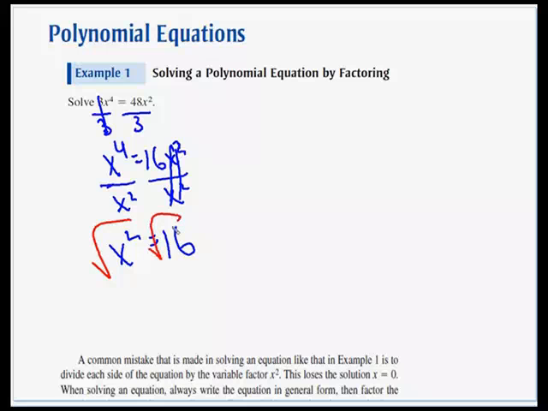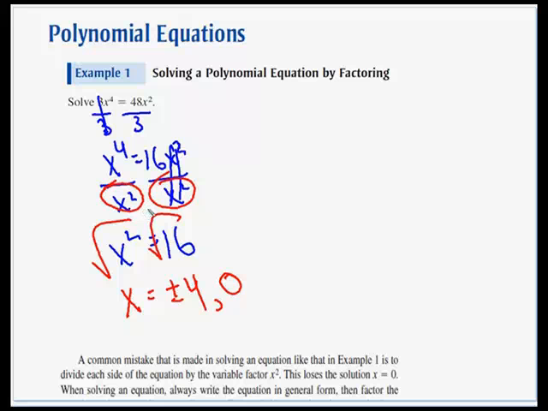I can square root both sides, and I'll have x equals plus or minus 4. When I divided through right here by x squared, I lost a viable solution, a real solution to this equation. We lost the solution x is equal to 0 when we did that.